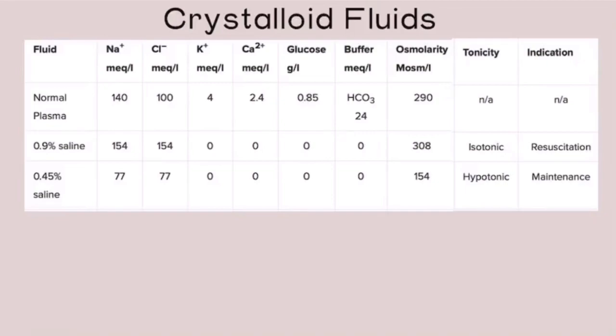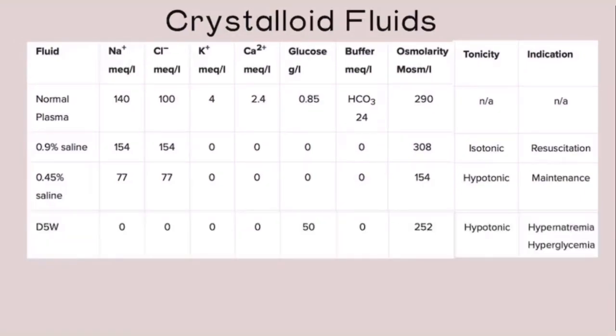Next is the 0.45% saline, or simply called 1/2 normal saline. It has 77 milliequivalents per liter of sodium and chloride, and a predicted osmolarity of 154, which is substantially lower than the 290 milliosmoles per liter of plasma. So this is a hypotonic fluid. Hypotonic fluid can induce hemolysis as well as rapid and dangerous drops in plasma osmolarity. Therefore, half normal saline is not used for quick resuscitation but rather for maintenance. Maintenance fluids are those used to replace ongoing physiologic losses such as urine production.